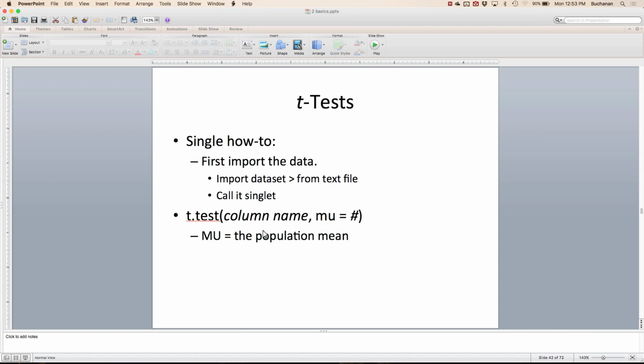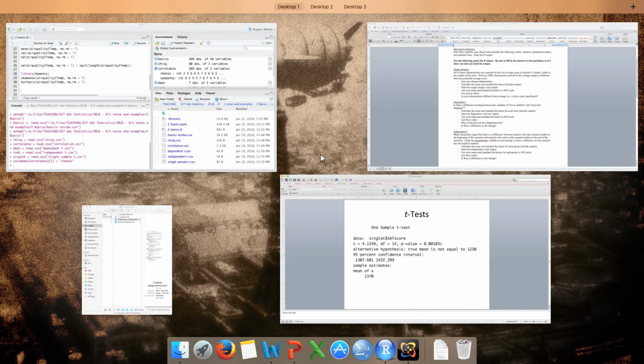So import the data set. You can call it whatever you want to call it. I think I called it single t. And then here's the code. It says t.test, and we're going to use t.test all 3 times. We're just changing what goes in there. Column name, mu. So leave the word mu alone, equals, and then you fill in whatever number you have. Mu as a symbol is a little squirrely U, but you have to type it out as mu. Mu equals. So that's just an example of the output.